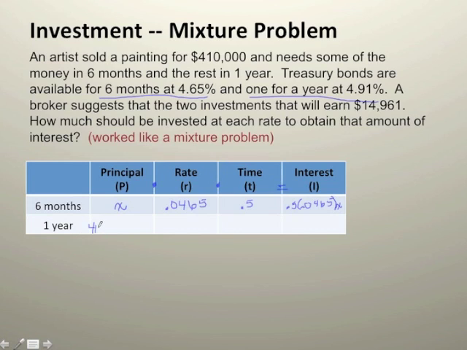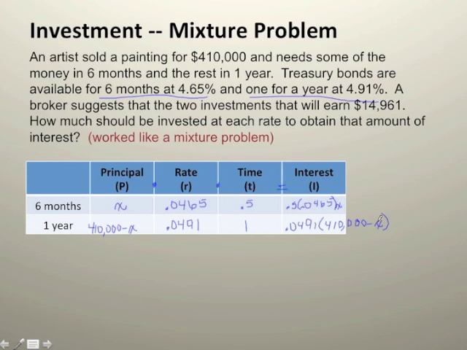So we do the 410,000 minus X. That's the principal, how much we're going to invest for this 1 year. The interest rate, in decimal form, was 0.0491. Our time here is for 1 year. When we multiply those together, we don't have to worry about the 1. So we have 0.0491 times 410,000 minus X.